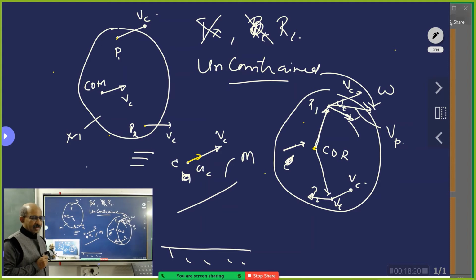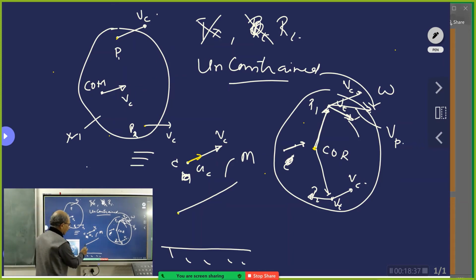It will only translate, it will just fall, correct? Why will it rotate? See, no speculation. You should apply science. What is happening here? The acceleration due to gravity is acting at each point, so all these points will be uniformly accelerated.